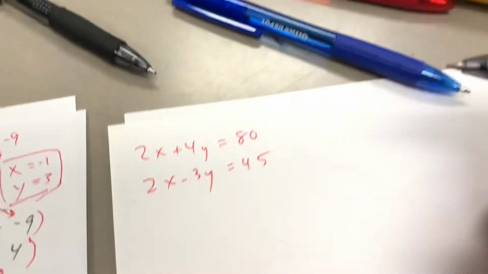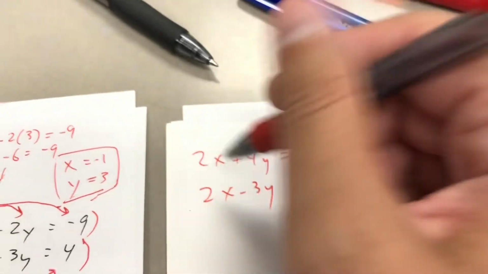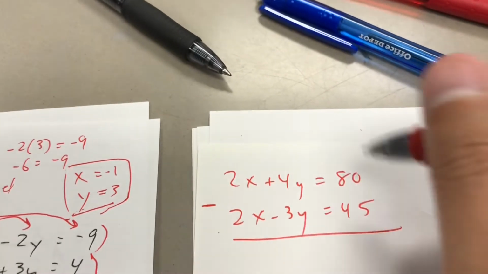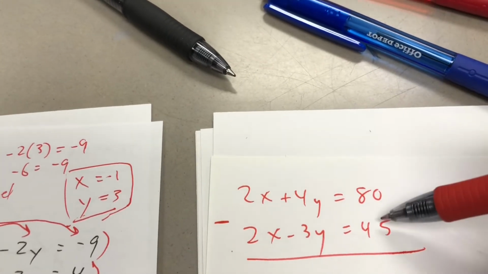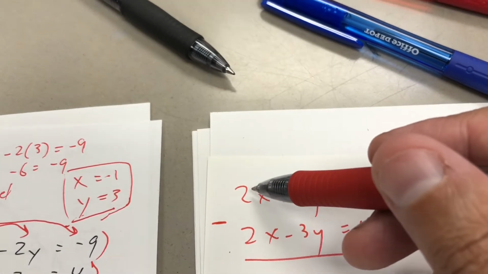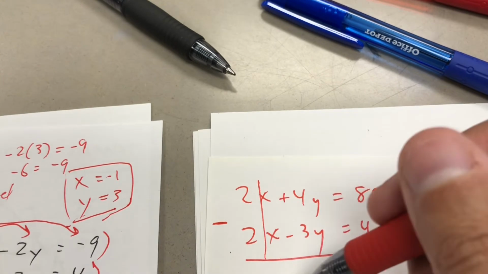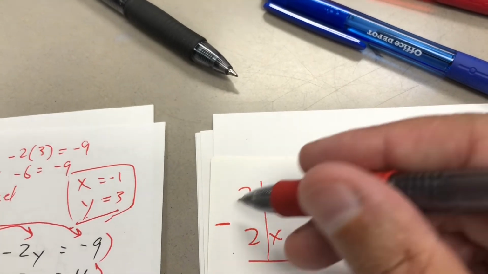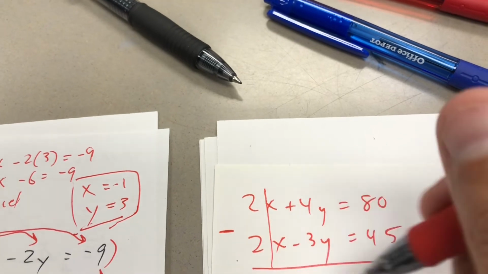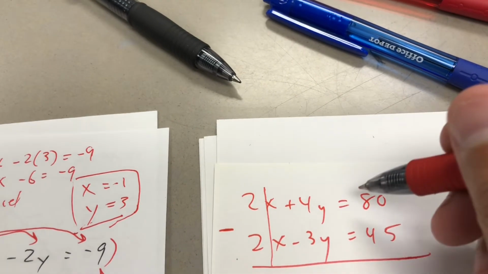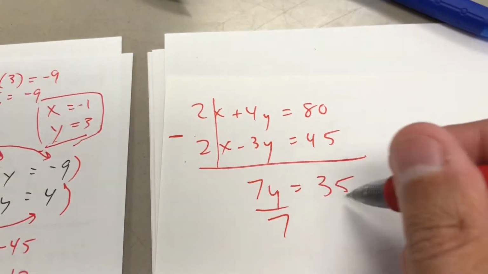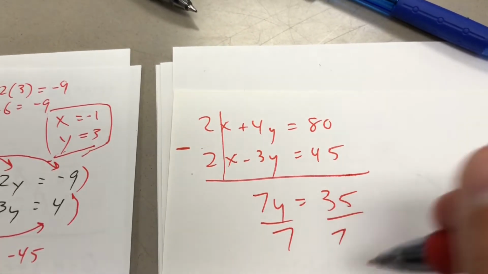Another reason you're going to see over here, I can actually just subtract the two equations, and that'll cancel the x's. Or if you don't like subtracting, multiply one of the equations by -1 to switch the signs. But anyway, 2x minus 2x is 0. Be careful, 4y minus -3y ends up being plus 3y, which is 7y. 80 minus 45 is 35. Okay, 35 is divisible by 7. y ends up being 5.